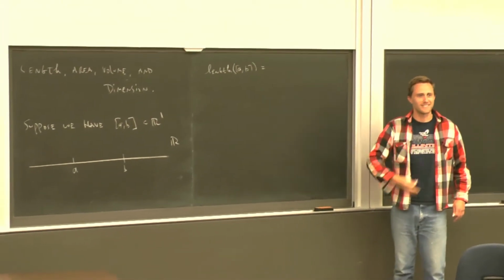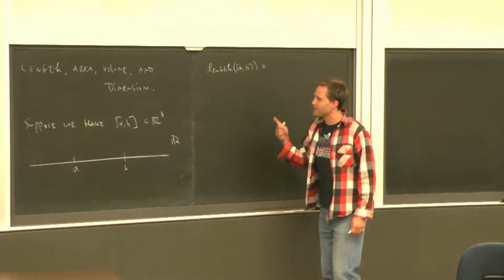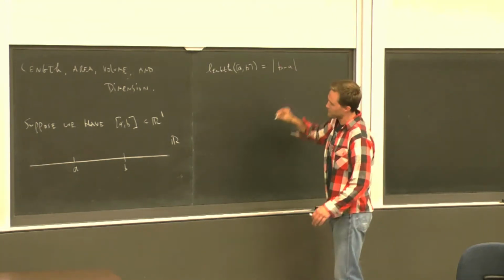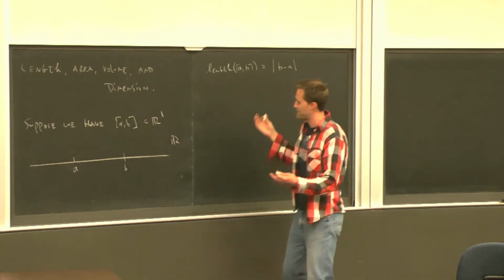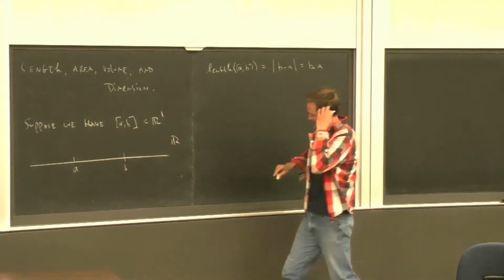So what do we think? What do we always say that the length of this interval is? Absolute value. Okay, very good. Absolute value of b minus a, right? I've kind of tried to draw b bigger than a here. So you all are thinking better than me already.